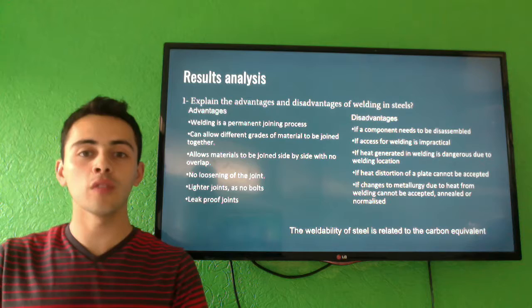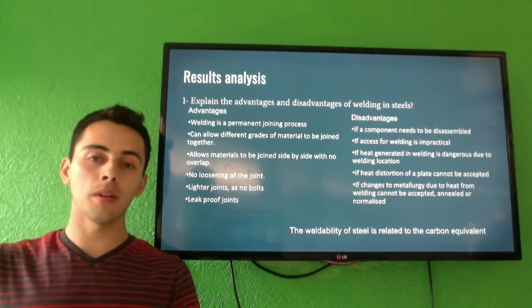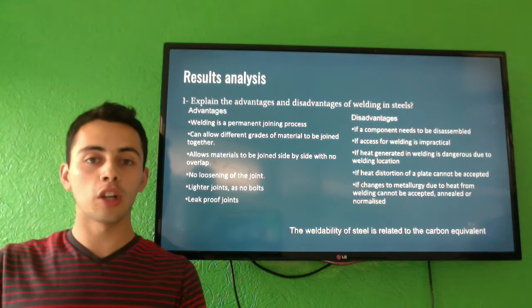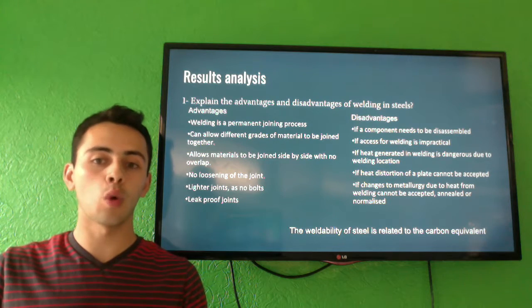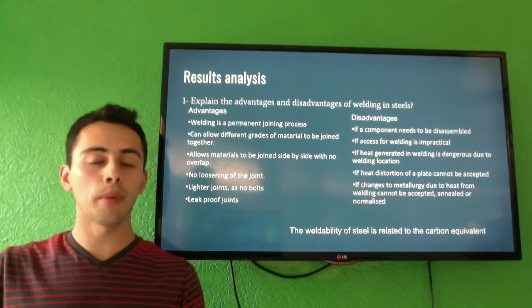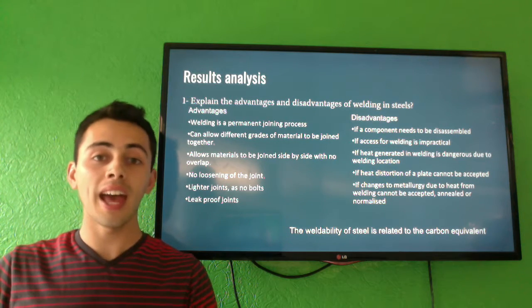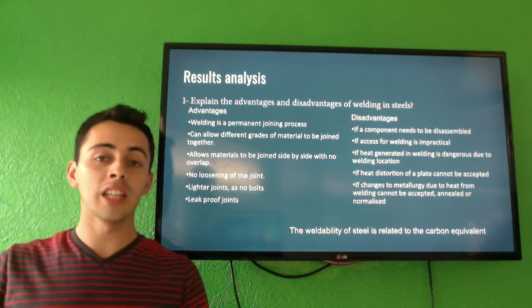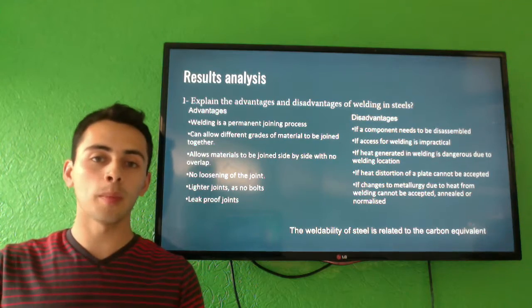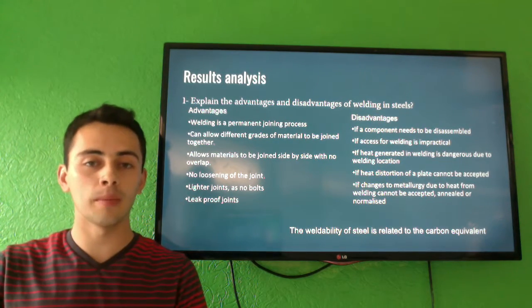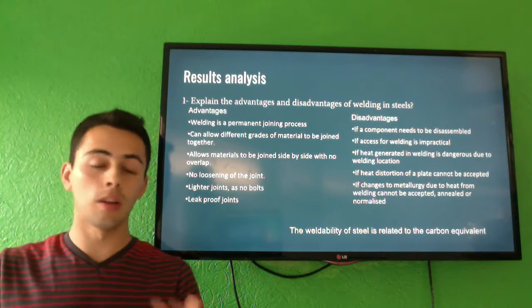However, the disadvantage of welding is that it is a permanent procedure, and so the parts cannot be disassembled if that is a requirement. In addition, in some parts, the access for welding may be impractical, and welding leaves a heat-affected zone, which in some cases may not be tolerated because of the use of the material.